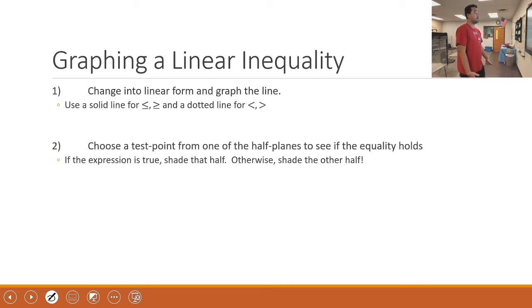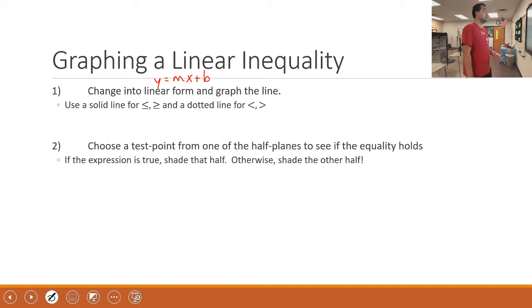So how do you graph a linear inequality? You want to change into linear form, and what I mean by that, just be sure you can graph the line. Typically, it's going to be y equals mx plus b, so that way you can find the intercept, you can find the slope, and you can follow. Remember, you only need 2 points to make a line. And then go ahead and graph the line.